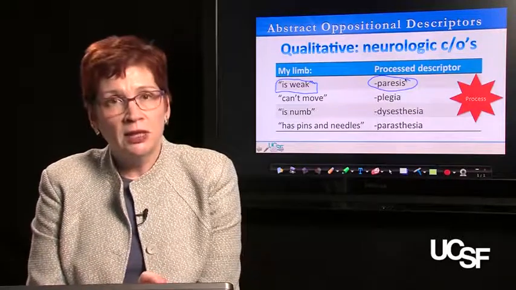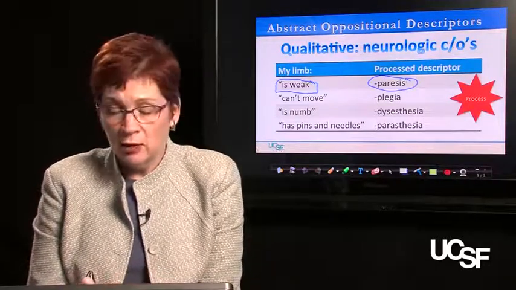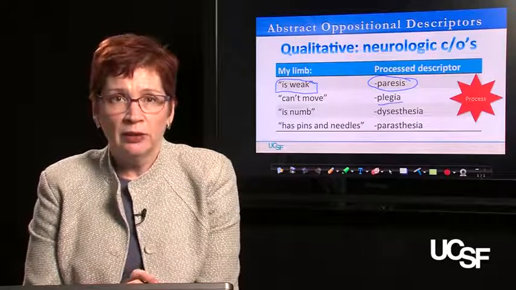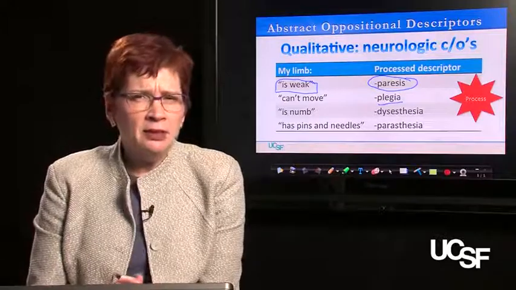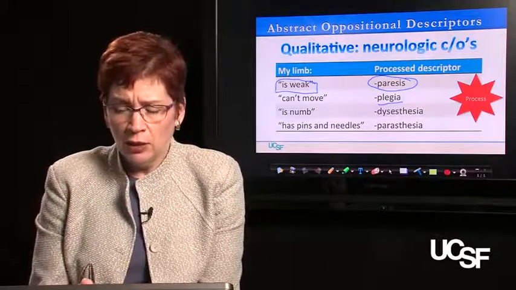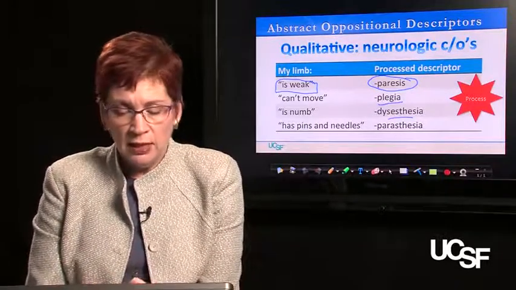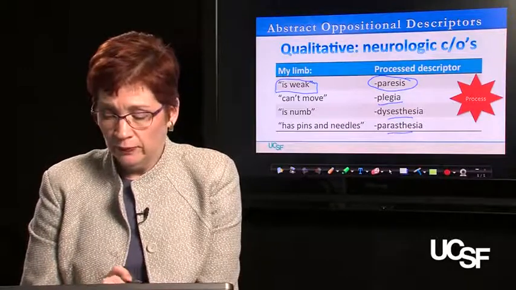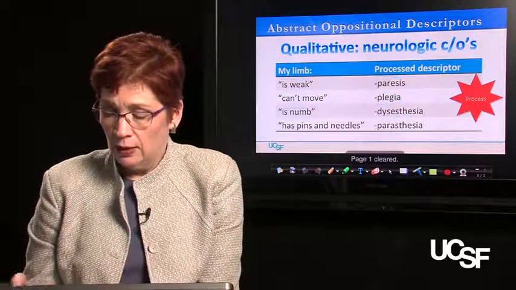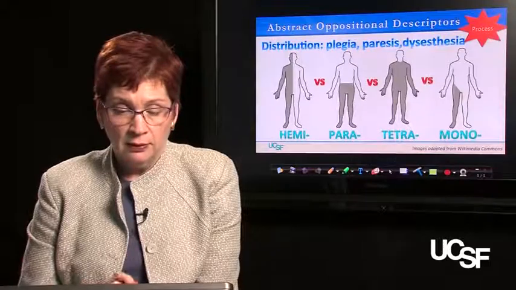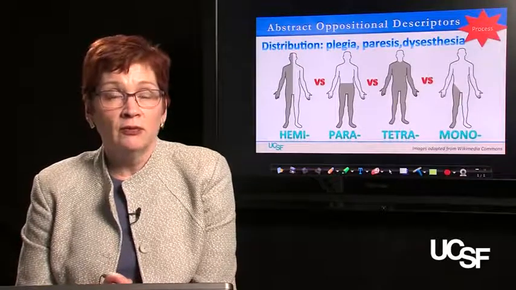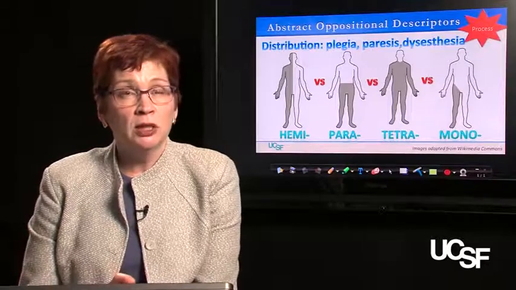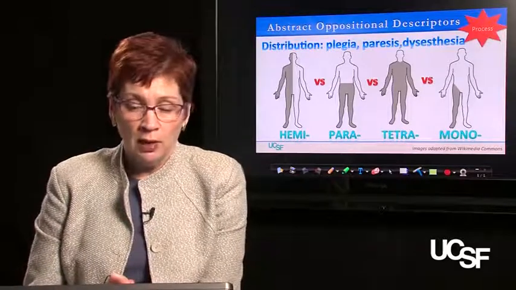If, on the other hand, my patient says I can't move, then I'm going to say that the person has a form of plegia. If they have some numbness, that's not the absence of sensation, but just a funny sensation, I might call that dysesthesia. And pins and needles might be paresthesia. There are many forms of qualitative processing for different signs and symptoms. We're just using neurology today as an example.